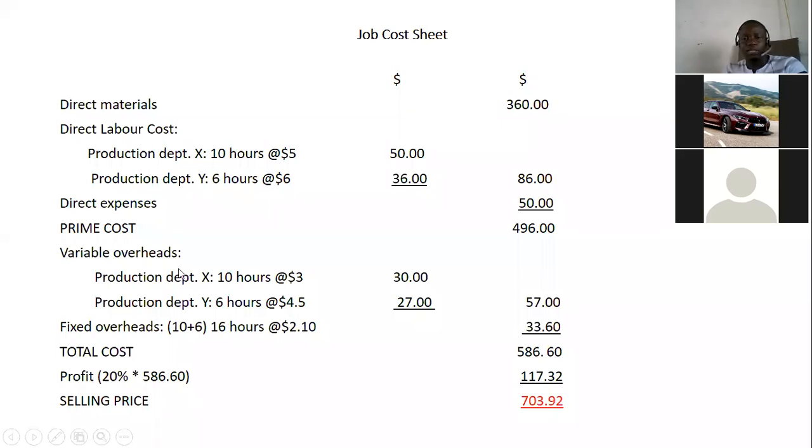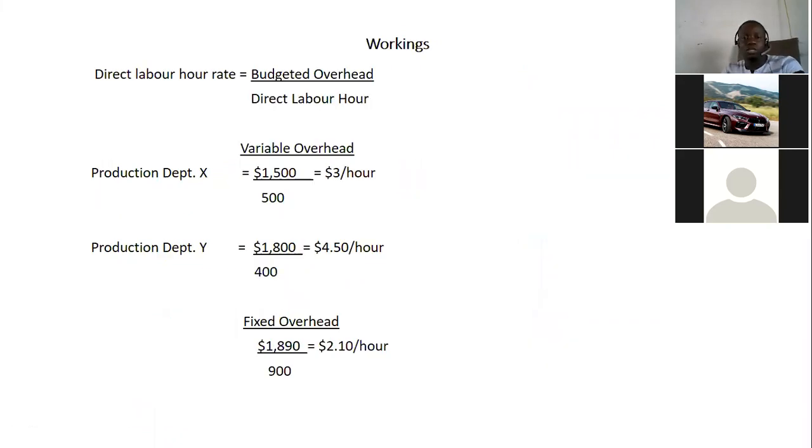For our variable overheads, there are certain workings that ought to be done. From the question, we were told that our budgeted variable overhead for production department X is 1,500, and our budgeted direct labor hours is 500 hours. So what we need to do is divide the 1,500 by the 500 to get the rate per hour.